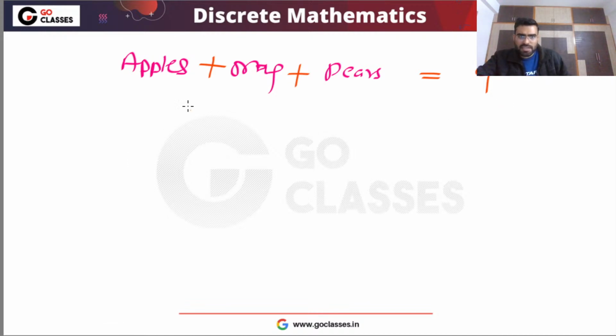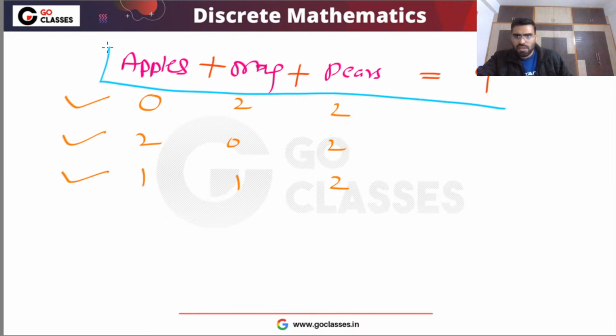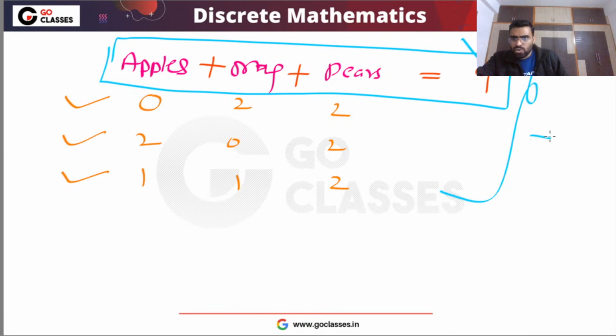For example, I can take 0, 2, 2. This is a solution, right? Or 2, 0, 2, this is another solution. For example, 1, 1, 2 is another solution. So you can notice we have this equation: apples plus oranges plus pears equals 4. Total we want 4. Is this clear? So finally, this is also your IODB template.